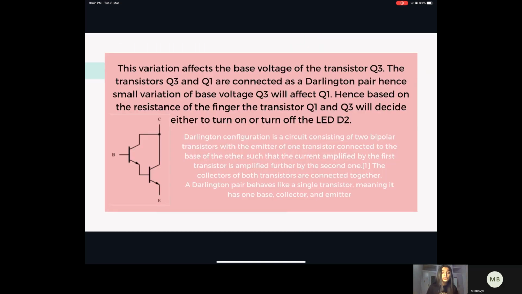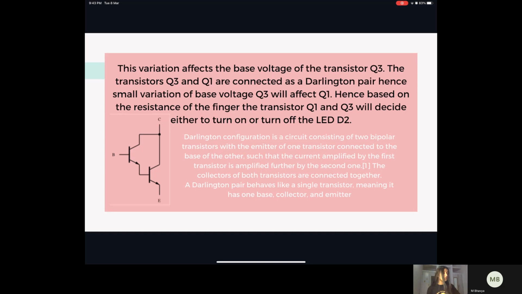The transistors Q3 and Q1 are connected as a Darlington pair. What is a Darlington pair? It is a configuration in a circuit which consists of two bipolar junction transistors with the emitter of one transistor connected to the base of another, such that the current amplified by the first transistor is amplified further by the second one. The collectors of both transistors are connected together. A Darlington pair behaves like a single transistor, meaning that it has effectively one base, one collector, and one emitter.